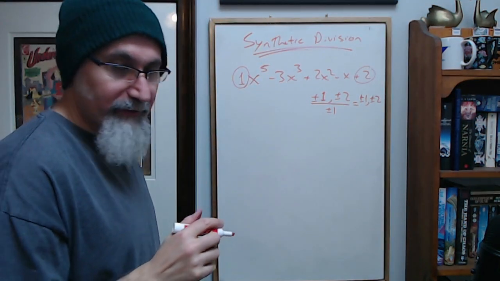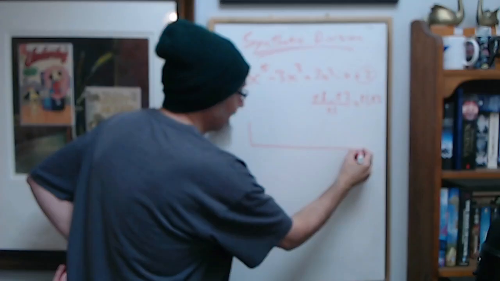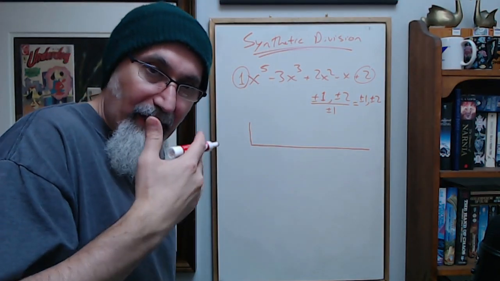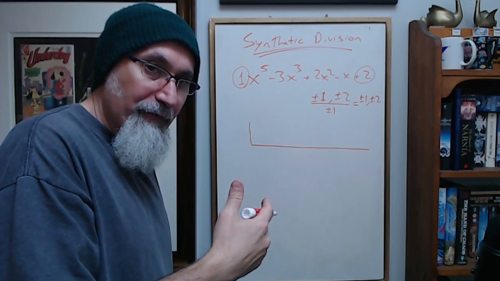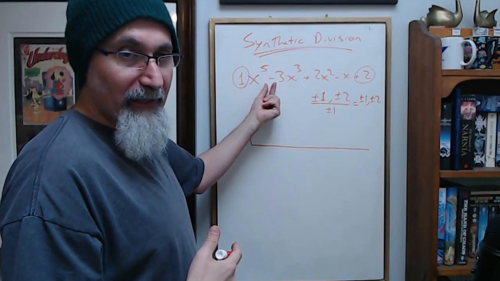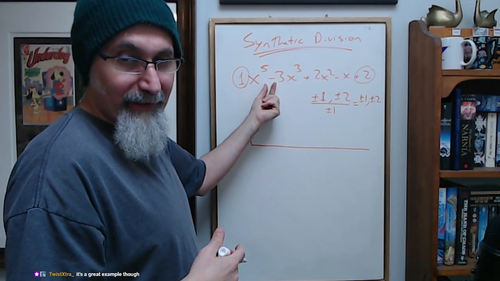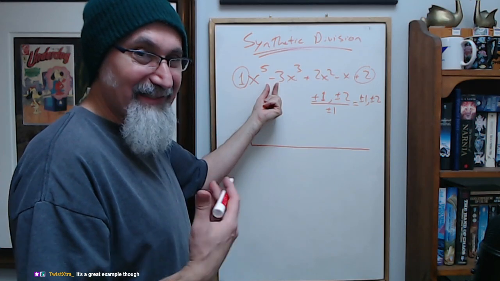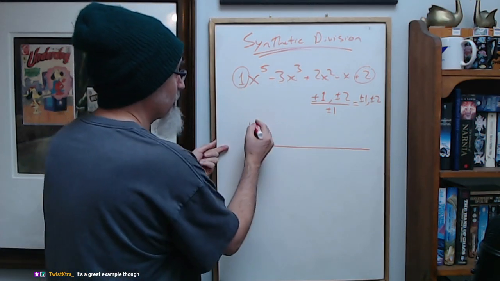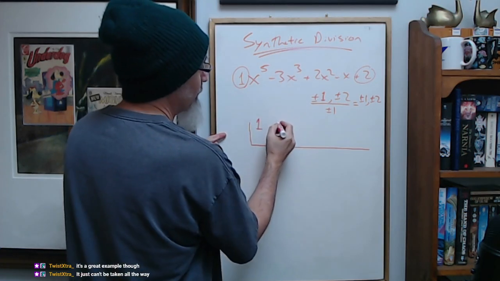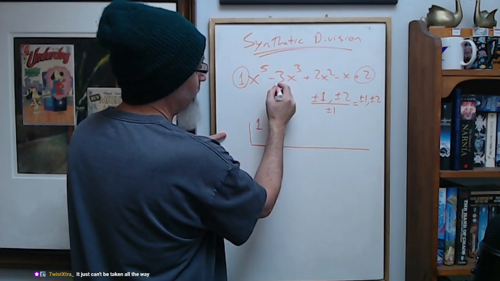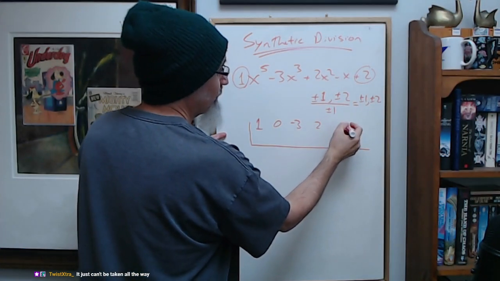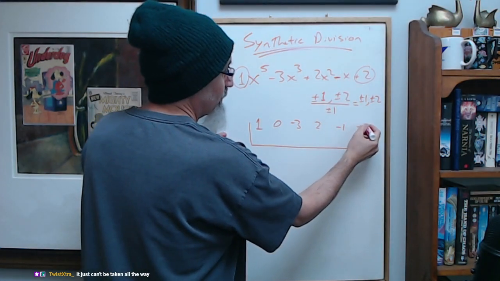So what you end up doing is this. Take the coefficients in front of the variables sequentially from the highest degree down. Now, if you're missing any of the degrees, and we're missing x to the power of 4, right? It's a great example, though. So if we're missing x to the power of 4, you have to fill in a 0. So the coefficient in front here is 1. X to the power of 4 is missing, so it goes 0. X to the power of 3, the coefficient is negative 3. And then 2, and then negative 1 in front of the x, right? And then plus 2.